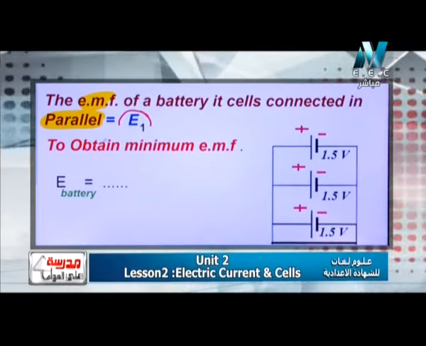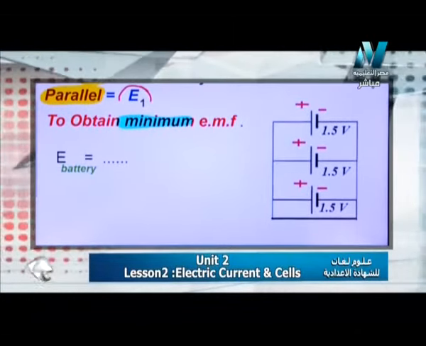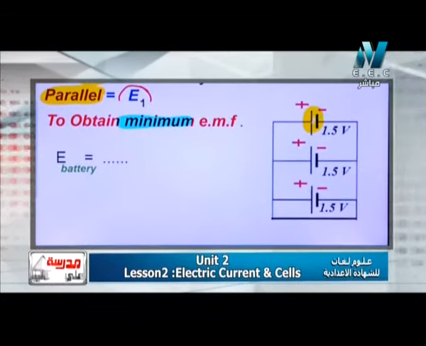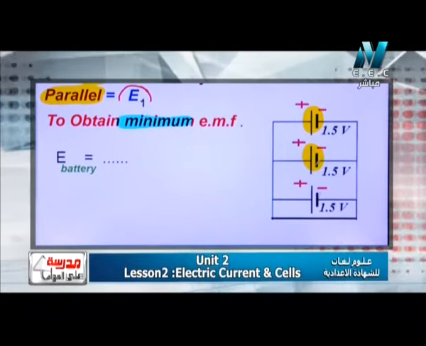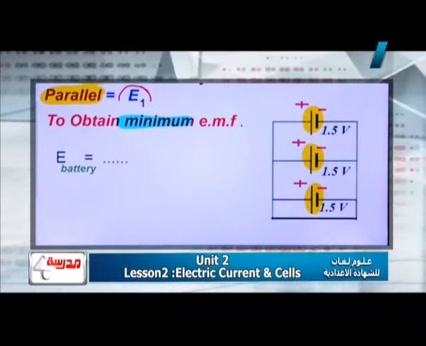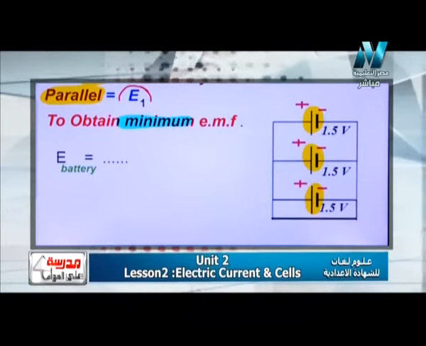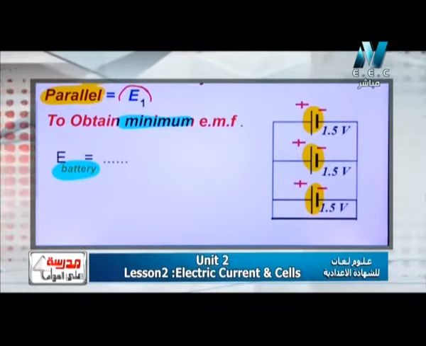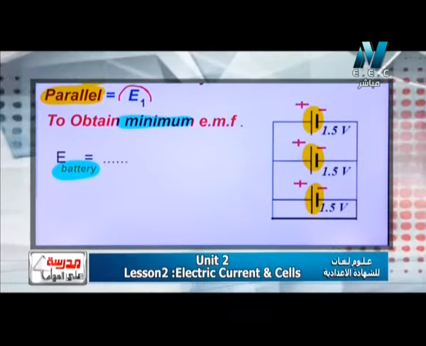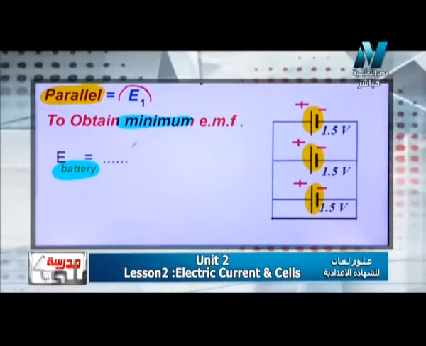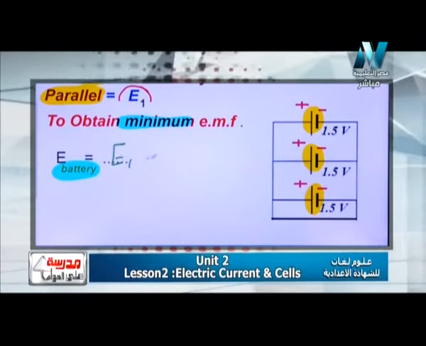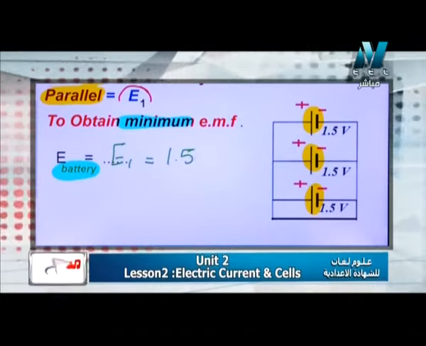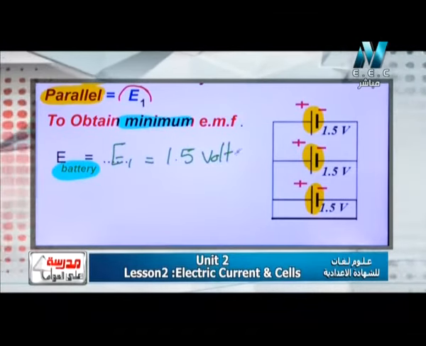As we have in this example, 3 cells, each one of them has an electromotive force of 1.5 volts. So the electromotive force of the battery equals E1, which equals 1.5 volts.